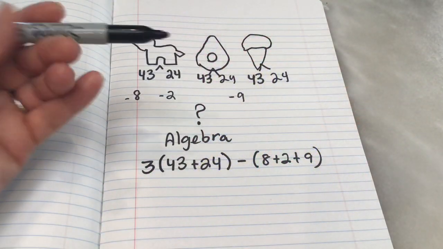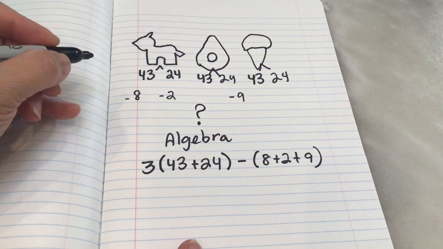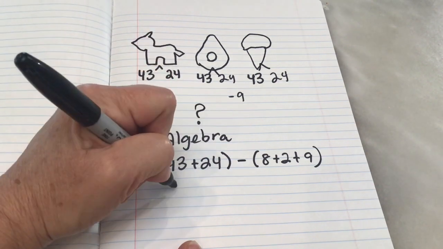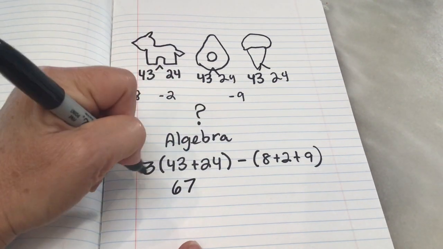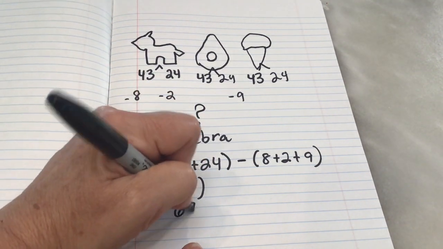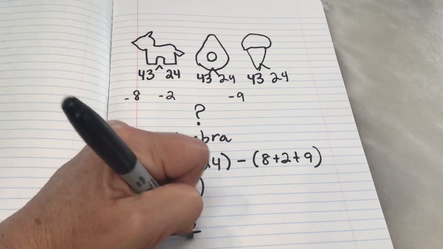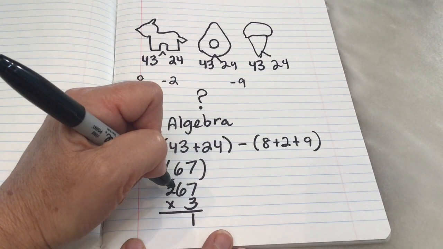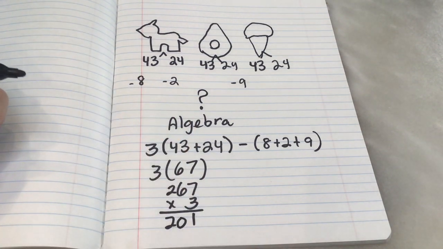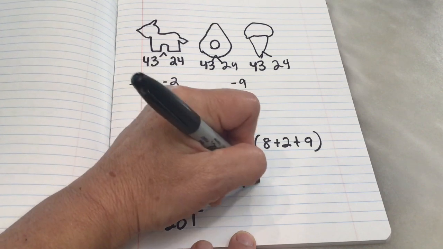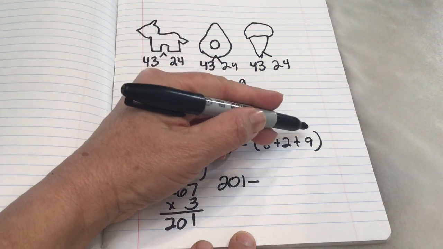All right, so let's start solving it based on PEMDAS. First, we want to do the parentheses. 43 plus 24 is 67. And then we want to multiply that times 3. So 67 times 3. You can do it this way too. That's how I would do it. And you've got 18, 20, 201. And then we have 201 minus (8 plus 2 plus 9).